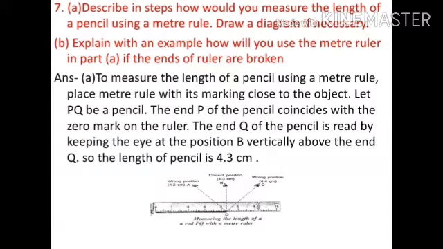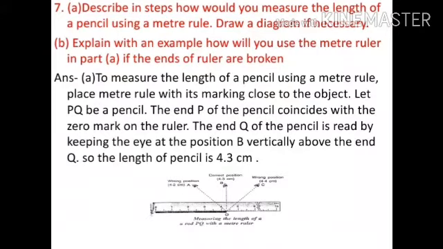The answer number A. To measure the length of a pencil using a meter rule, place the meter rule with its marking close to the object. Let PQ be a pencil. The end P of the pencil coincides with the 0 mark on the ruler. The end Q of the pencil is read by keeping the eye at the position B vertically above the end Q. So, the length of the pencil is 4.3 centimeter.